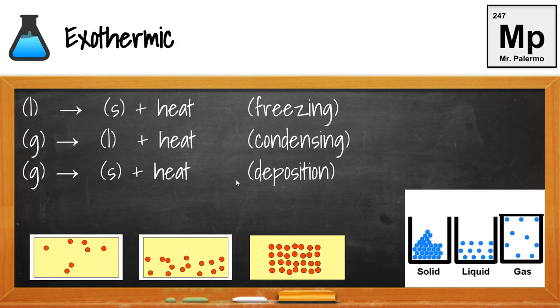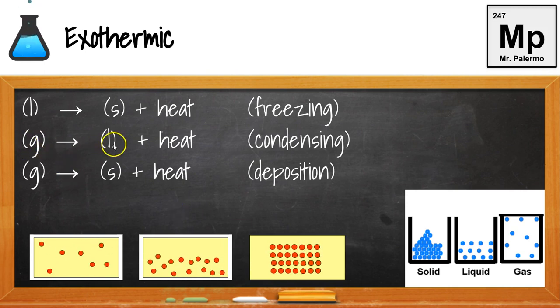For exothermic, removing heat, going from a liquid to a solid, now notice that heat is on the right-hand side. It's a product. It's being removed, so it's actually producing or giving off heat. And by removing heat, going from a liquid to a solid, we call that freezing. And so when we remove heat, you'll see that they slow down, and the attractive forces will start to become greater, and it pulls them in even closer into the solid phase.